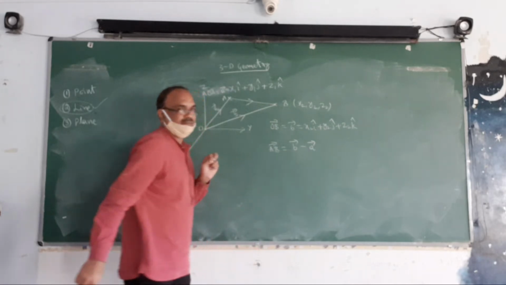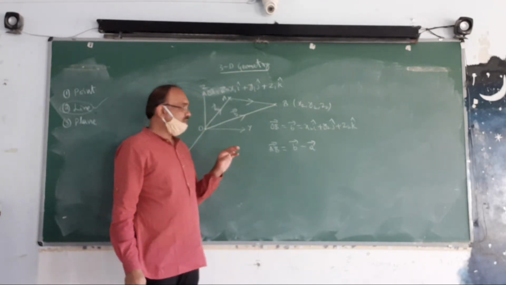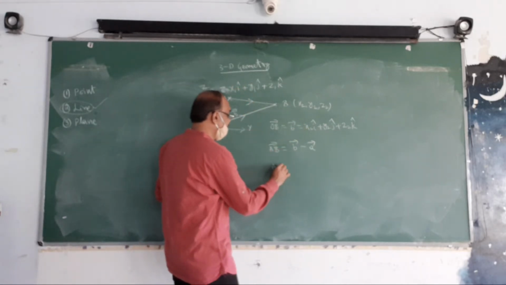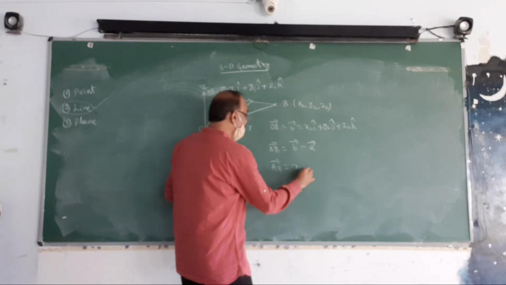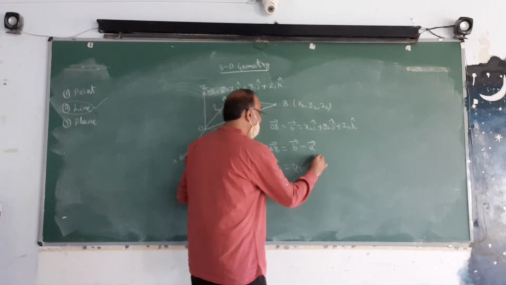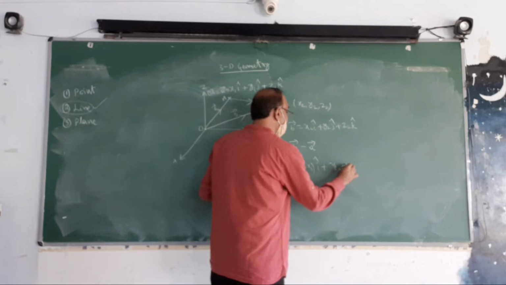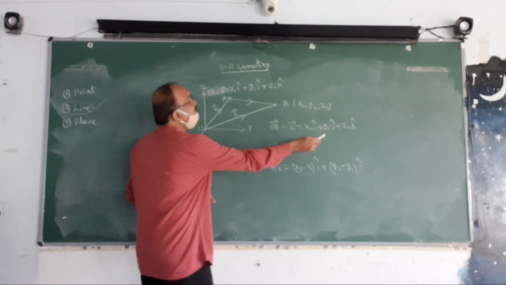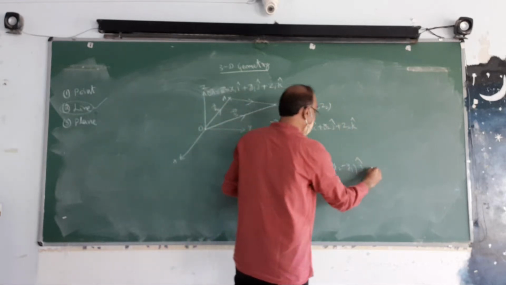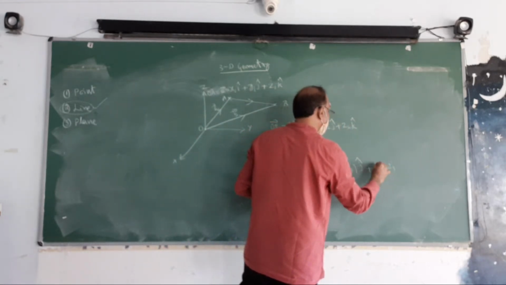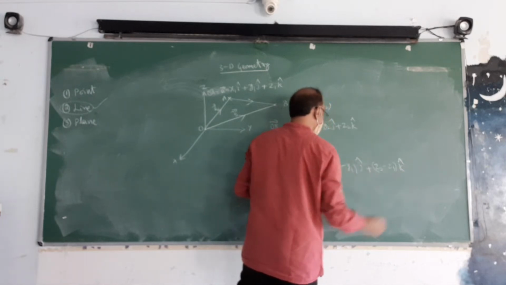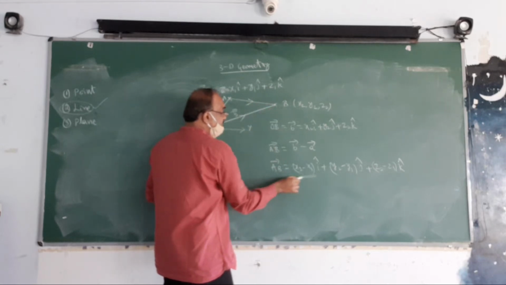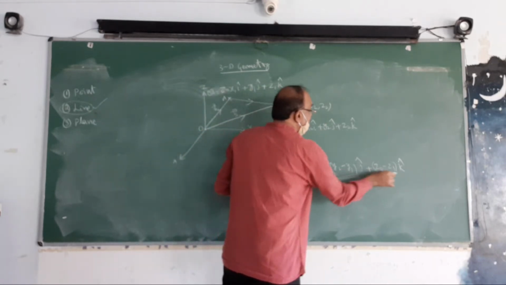I can write vector B minus vector A. Okay, so what do you get? This minus this. That is x2 minus x1 i plus y2 minus y1 j, like terms we are combining, z2 minus z1 k. So now direction ratios of AB will be x2 minus x1, y2 minus y1, z2 minus z1.